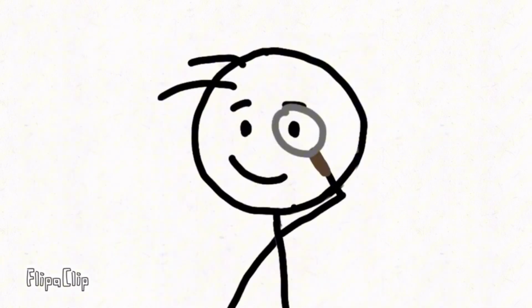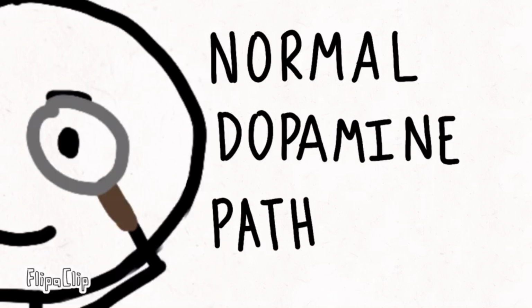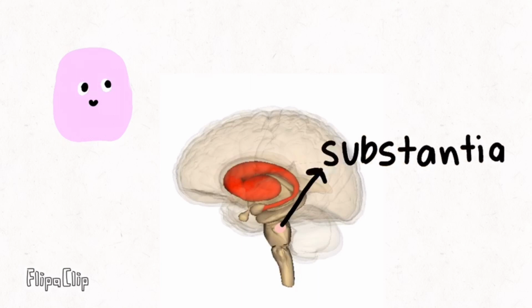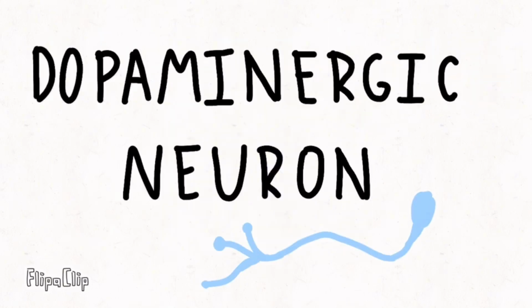So now we can get a closer look at the normal dopamine pathway. This process starts with dopamine, a monoamine that starts in the substantia nigra projecting towards the striatum. Within the substantia nigra, it holds a black substance with the presence of neuromelanin, containing the dopaminergic neuron.